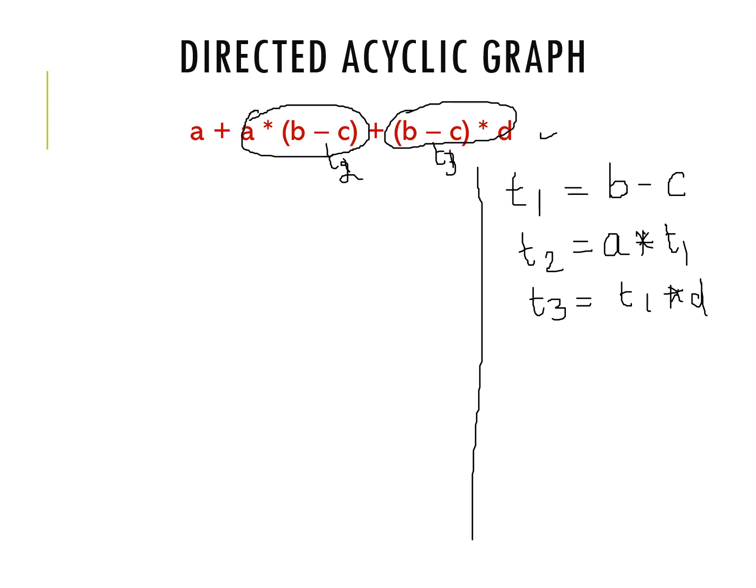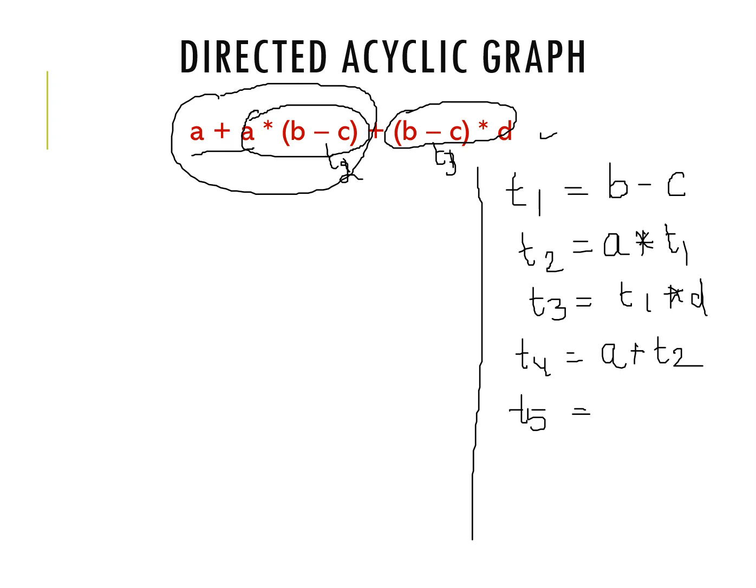Next in my 3AC it will be T4 is equal to, now I will add A and T2. So I will write T4 is equal to A plus T2. Then I have T5. If you observe, this is my T4 and this is my T3. So it is T4 plus T3. So this is my 3AC.